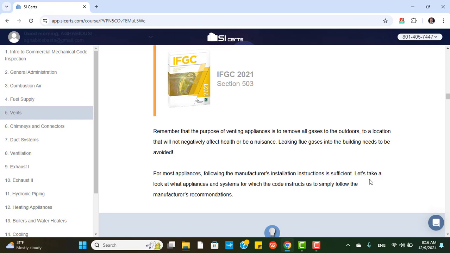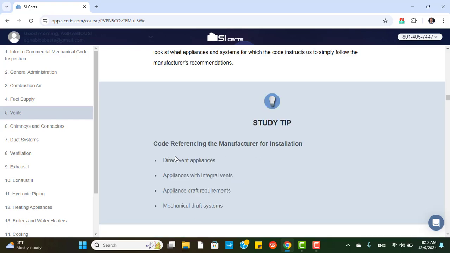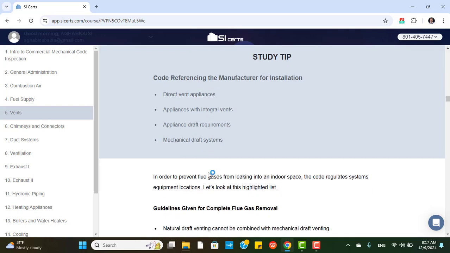Let's take a look at what appliances and systems for which the code instructs us to simply follow the manufacturer recommendation. Code references the manufacturer for installation of direct vent appliances, appliances with integral vents, appliances with draft requirements, and mechanical draft systems.